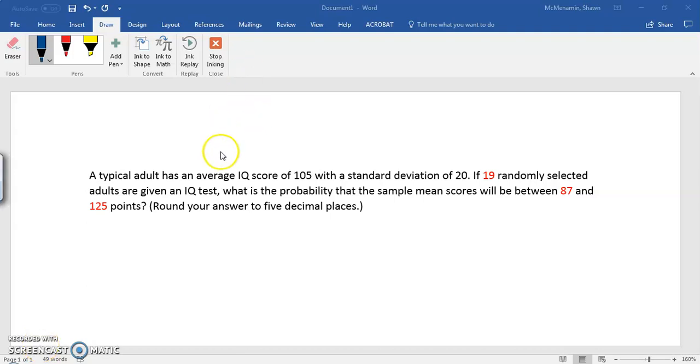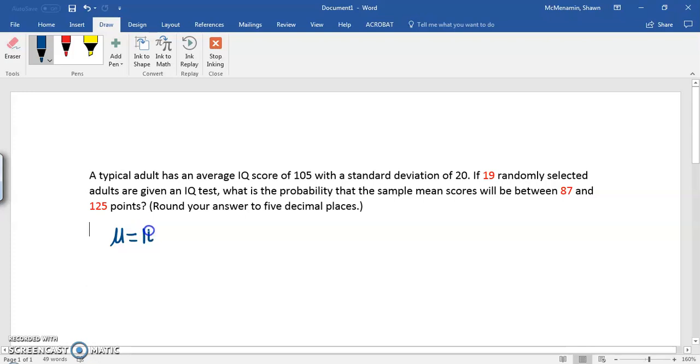A typical adult has an average IQ score of 105, so mu is 105 with a standard deviation of 20. If n is 19, randomly selected adults are given an IQ test. What is the probability that the sample mean score will be between 87 and 125?